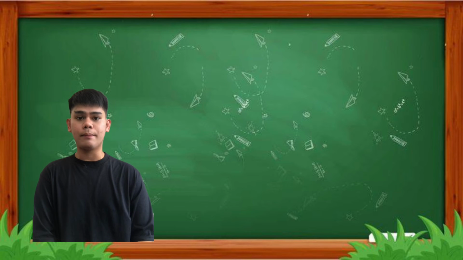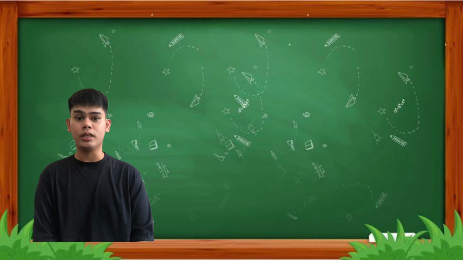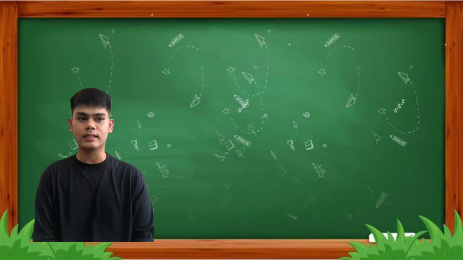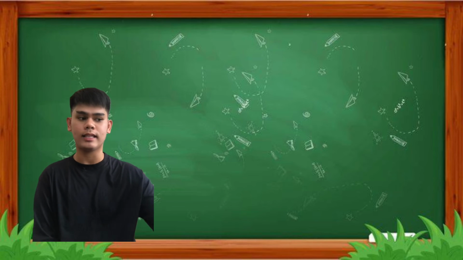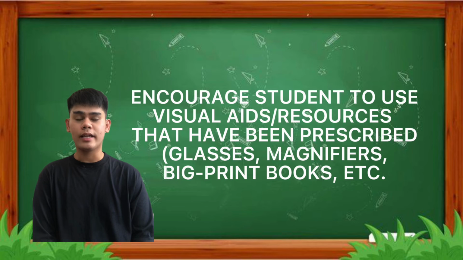The next one is visual impairment. Visual impairment, also known as vision impairment or vision loss, is a decrease in the ability to see to a degree that causes problems not fixable by usual means, such as glasses. Some also include those who have a decreased ability to see because they do not have access to glasses or contact lenses. And the strategies are to encourage the students to use visual aids or resources that have been prescribed.